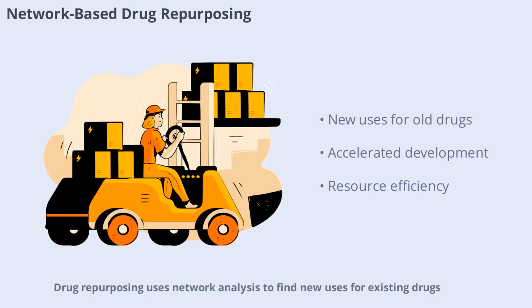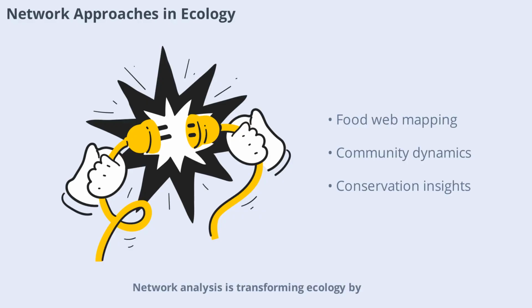Drug repurposing uses network analysis to find new uses for existing drugs. By mapping drug interactions onto biological networks, researchers can identify unexpected connections and accelerate the development of new therapies, saving time and resources. Network analysis is transforming ecology by revealing how species interactions shape ecosystems.